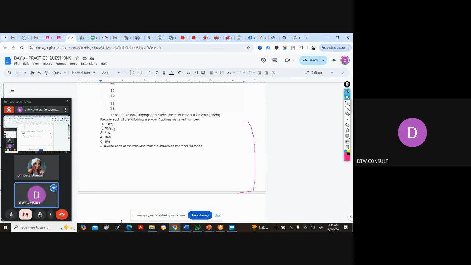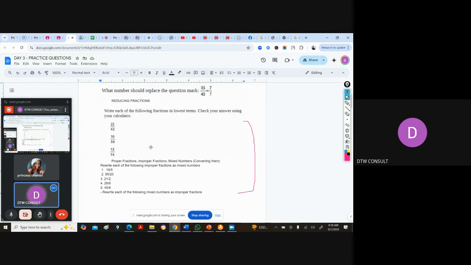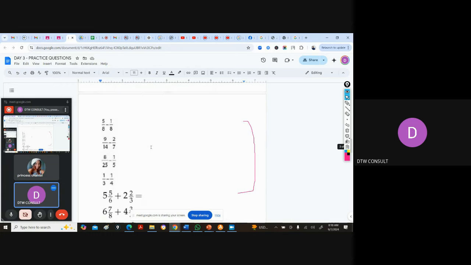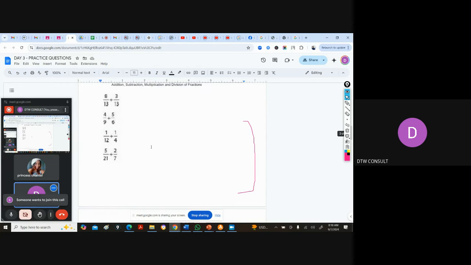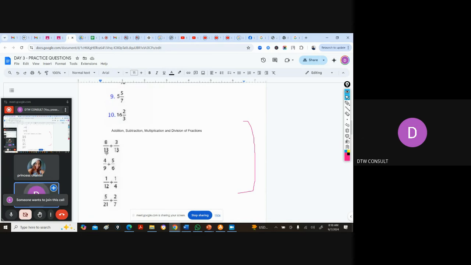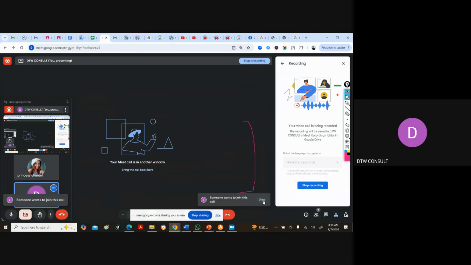Can you do this? Adding fractions. Okay. 1 minute.